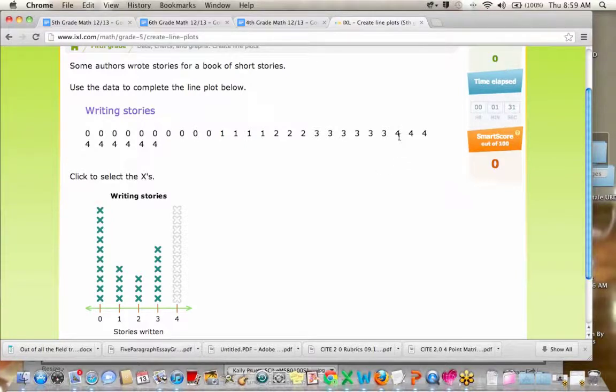Let's count the 4s. 1, 2, 3, 4, 5, 6, 7, 8, 9. Okay, good. So 9 people wrote 4 short stories. So then I would come and fill in 9. 1, 2, 3, 4, 5, 6, 7, 8, 9. There we go.